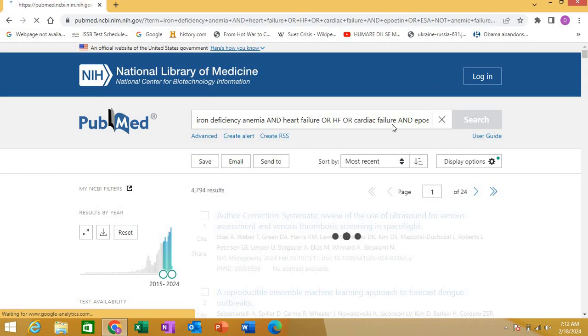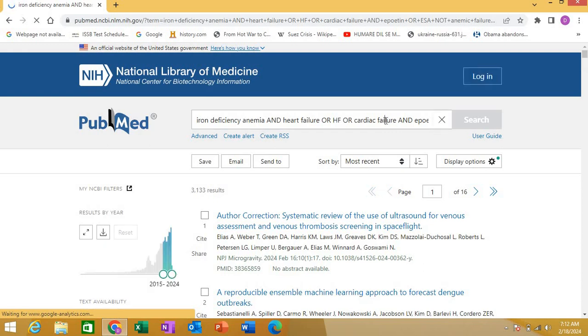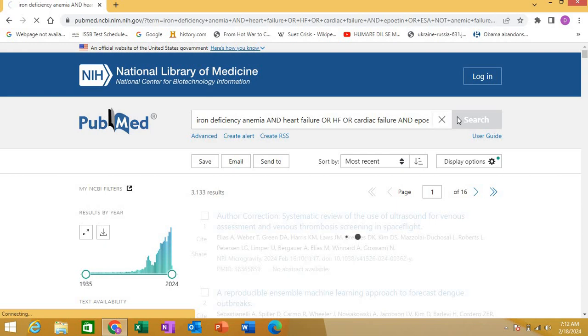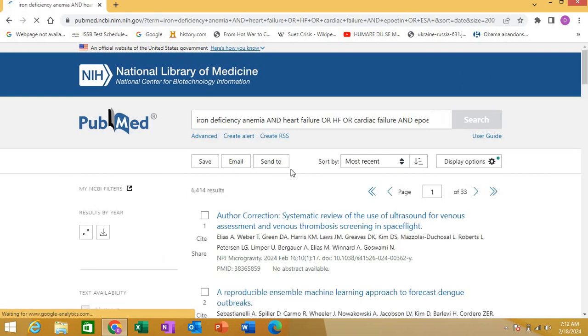You know what I can do, I can modify this term. For example, say I do not wish to use this, I want to remove this anemic failure from here. I can simply remove it and not include this anemic failure, and now search this. Okay, so this is a refined search strategy, and see, there are the results.